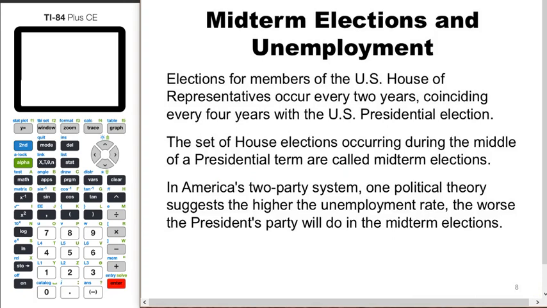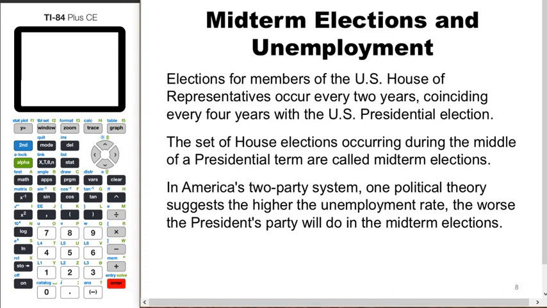So for my example today, I'm going to go ahead and talk about midterm elections and employment. Elections for members of the U.S. House of Representatives occur every 2 years, coinciding every 4 years with the U.S. presidential election. The set of House elections occurring during the middle of a presidential term are called the midterm elections.